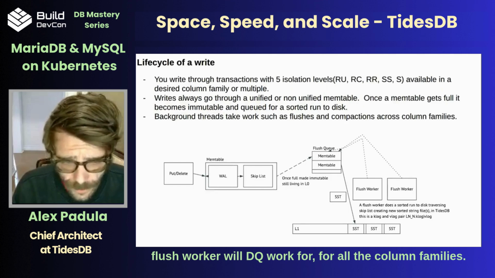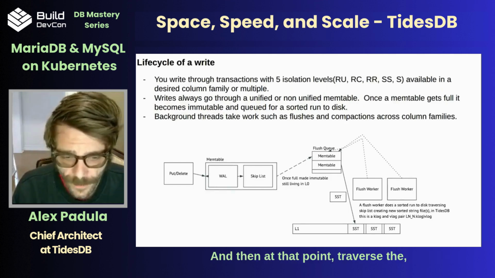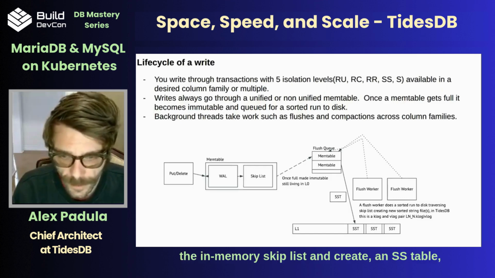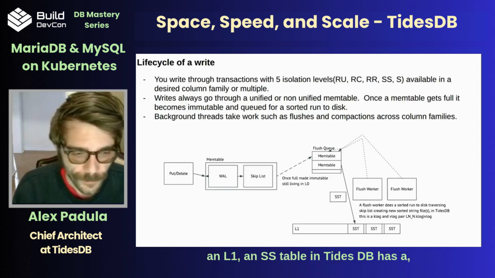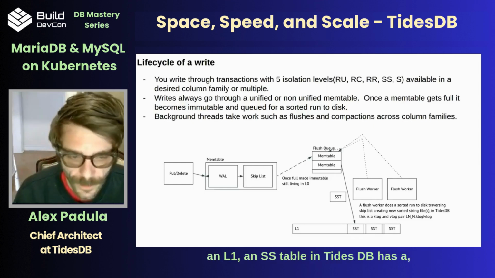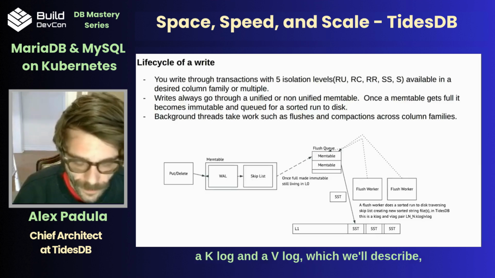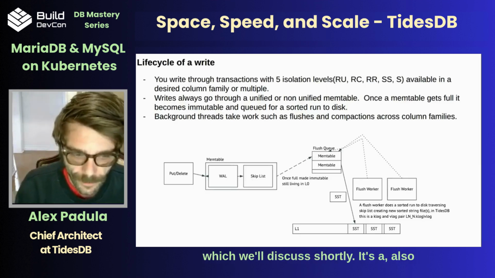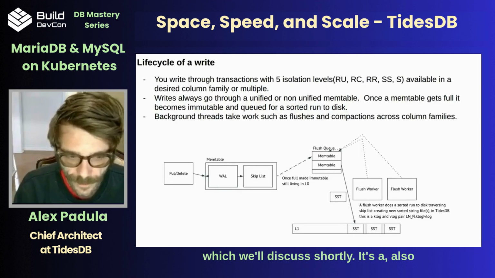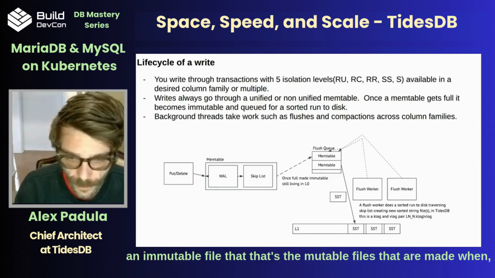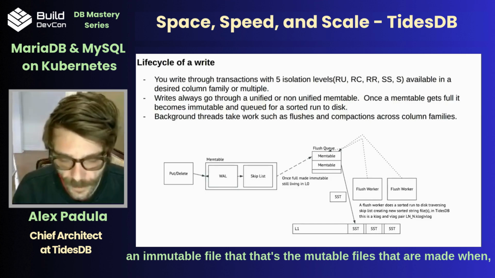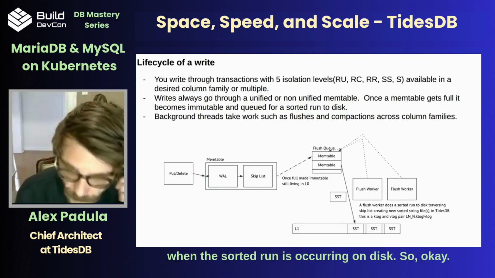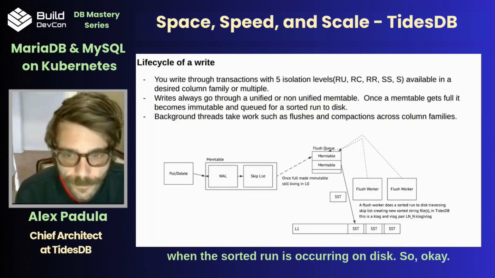Flush worker will dequeue work for all the column families, and then at that point traverse the in-memory skip list and create an SS table in L1. An SS table in TidesDB has a klog and a vlog, which we'll discuss shortly. It's also an immutable file. That's the immutable files that are made when the sorted run is occurring on disk.